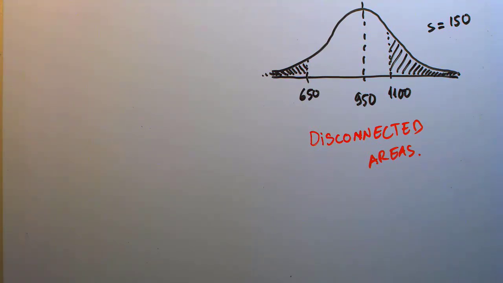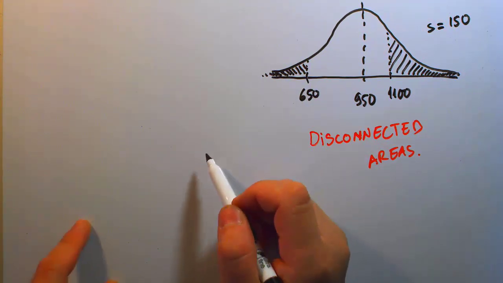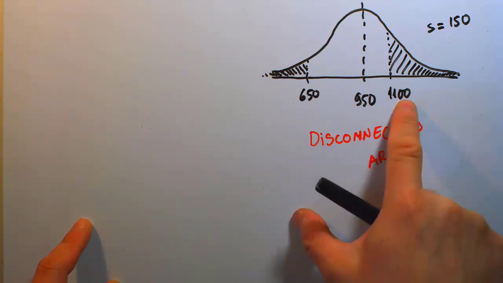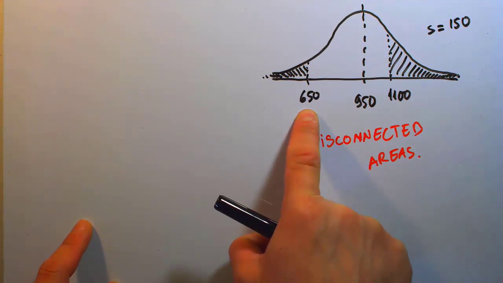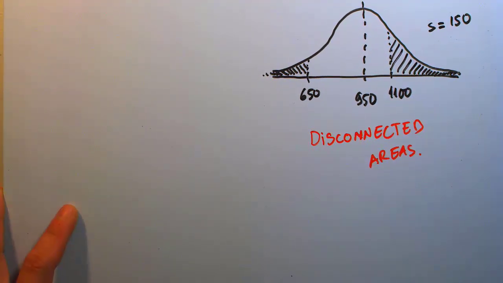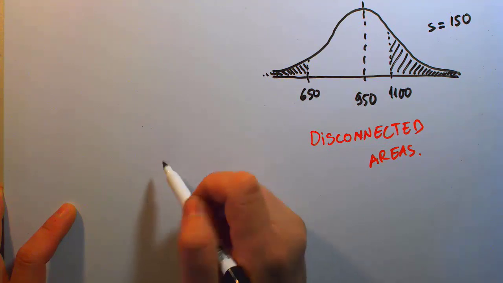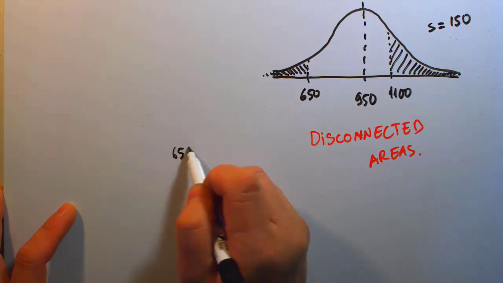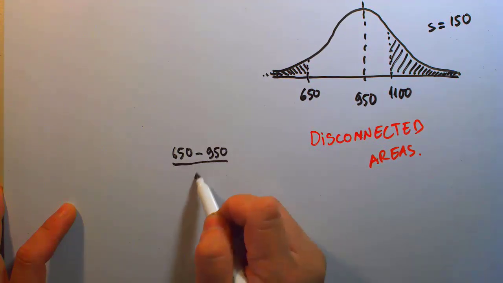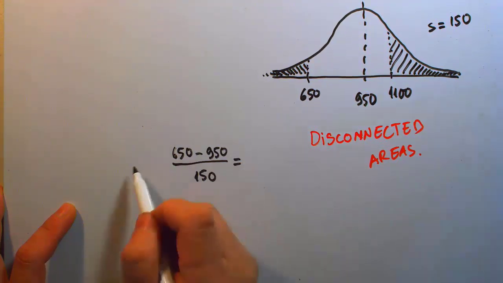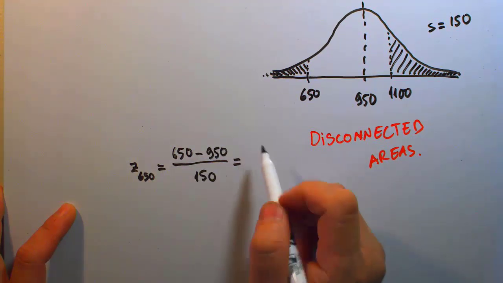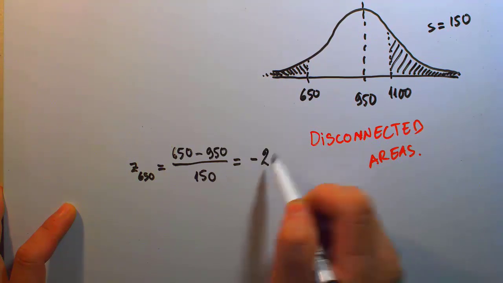Okay, so what about this? Before we can get further, once again, we have to calculate the z-score for all of these values, because they will make clear how many standard deviations this one stays below the mean, and how many standard deviations the other stays above the mean. So here I'm looking at 650, subtract my mean 950, and divide by 150. My z-score for 650 comes out being -2.